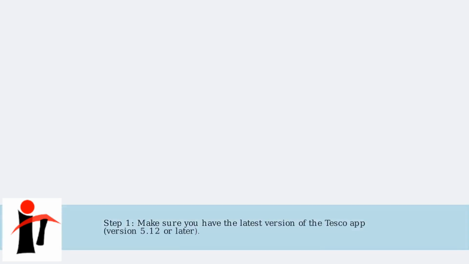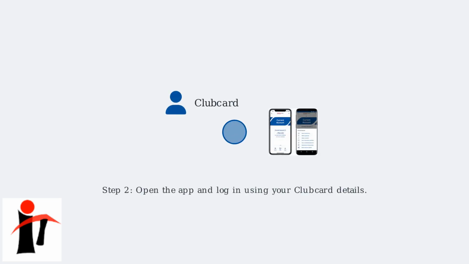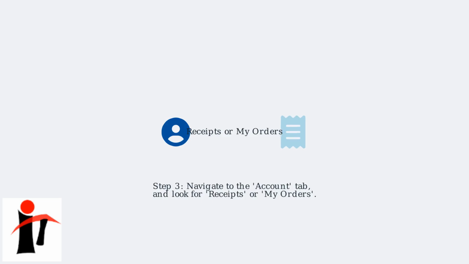First, make sure you have the latest version of the Tesco app, version 5.12 or later. Open the app and log in using your Clubcard details. Then, navigate to the Account tab and look for Receipts or My Orders. The label may vary slightly depending on the type of purchase you made.